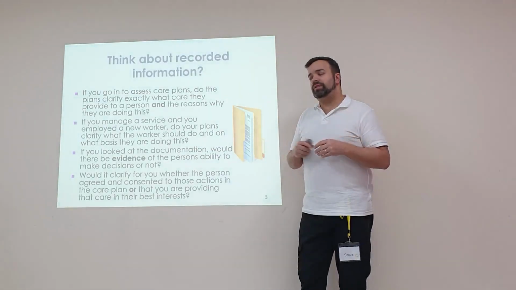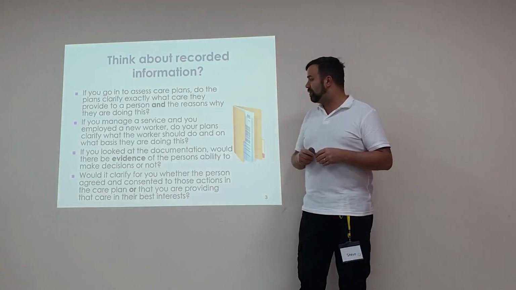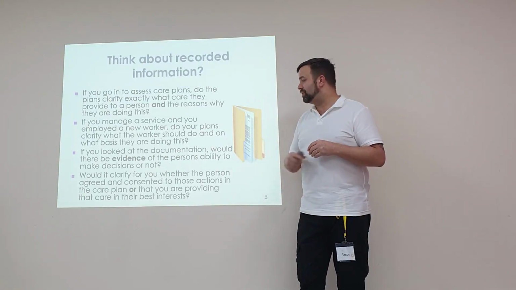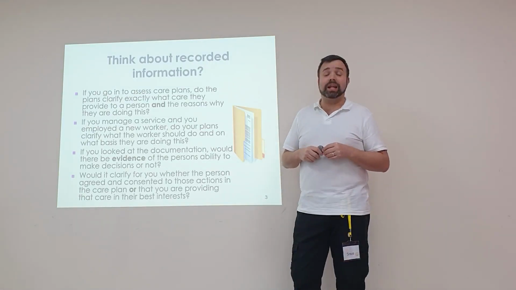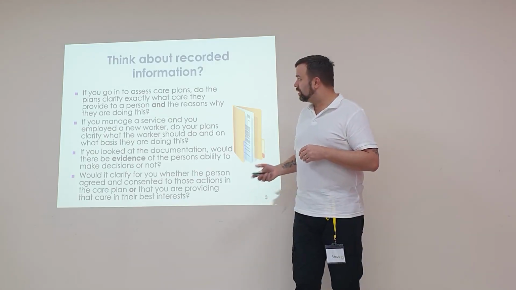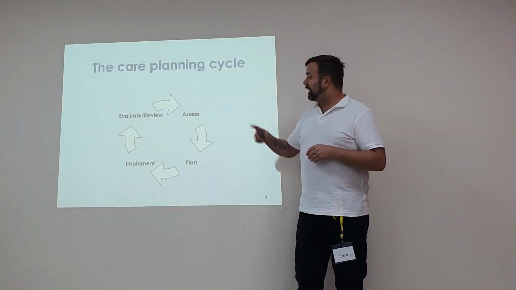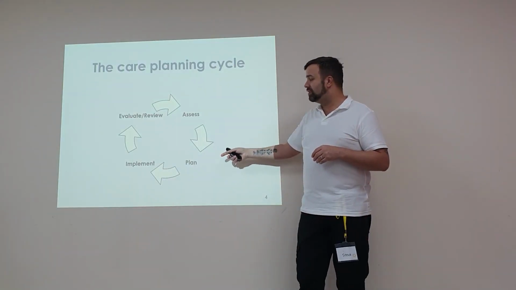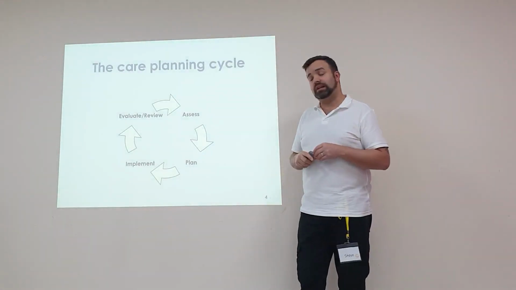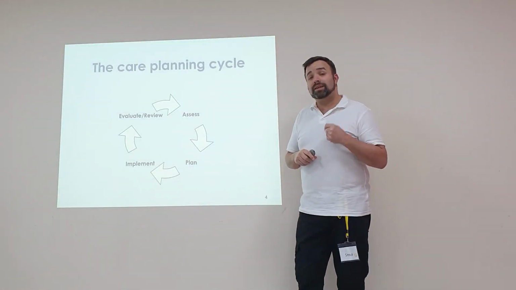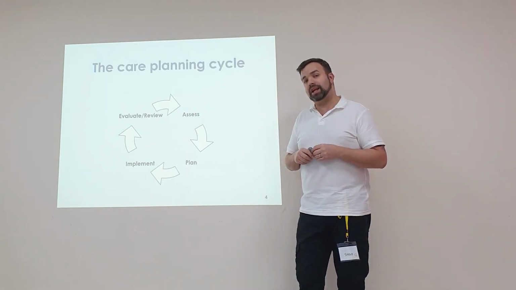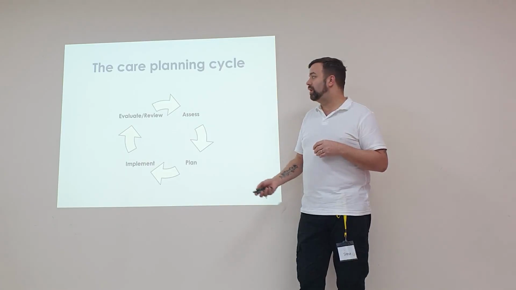So where would we go to find this recorded? Well, it's important that we look at the care plan and think about the information that's been given to us. The care plan should be well documented and should have evidence around capacity and consent. The care planning cycle is a process where it's written, assessed, planned, implemented and constantly reviewed. Remember, consent has to be given about decisions on every occasion, because we can change our minds.